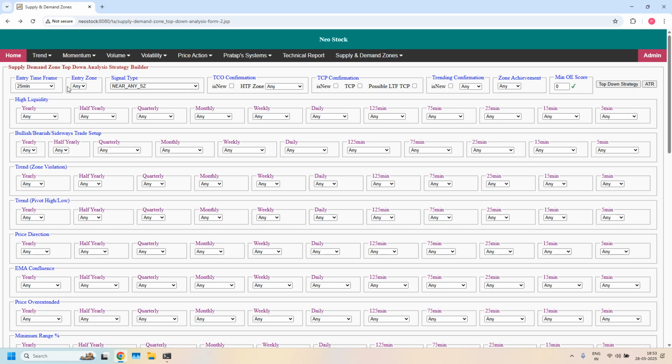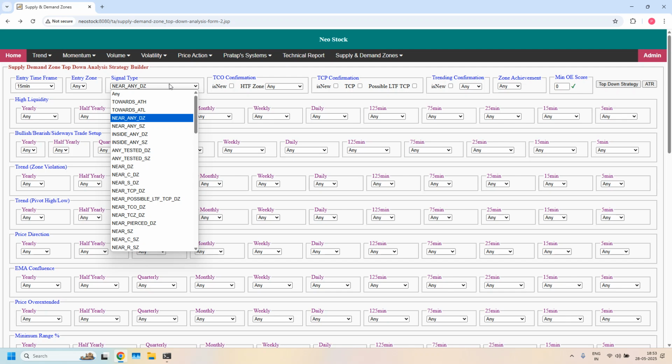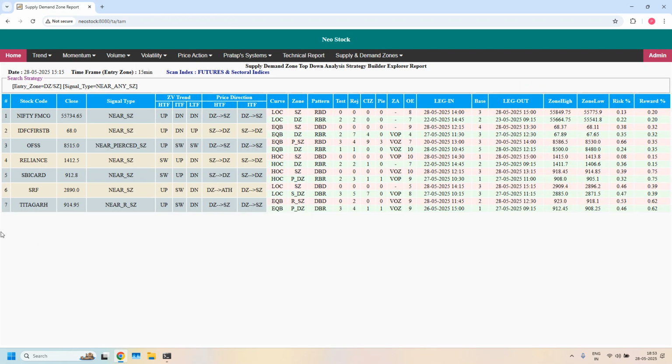Next time frame is 15 minutes. Stocks near to 15 minutes demand zone. We got 7 stocks. Next, stocks near to the 15 minutes supply zone. We got 7 stocks.